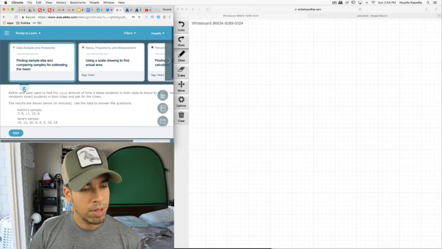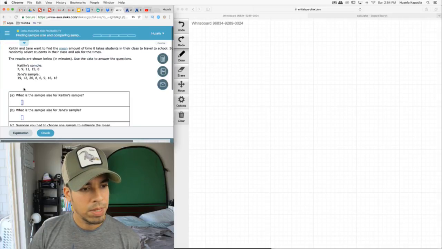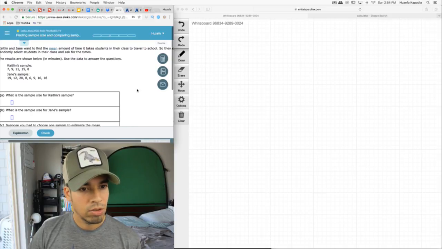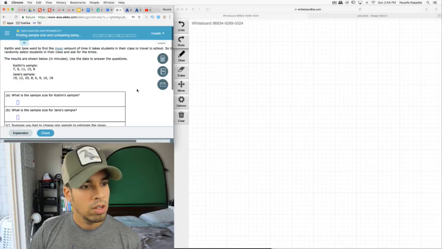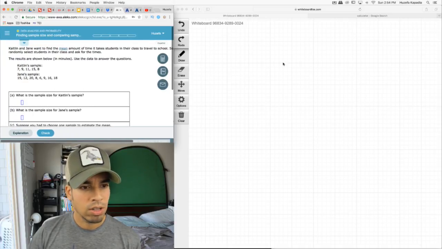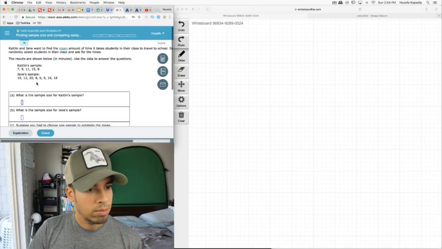Finding sample size and comparing samples for estimating the mean. Caitlin and Jane want to find the mean amount of time it takes students in their class to travel to school. So they each randomly select students in their class and ask for the times. The results are shown below. Here's Caitlin's sample, here's Jane's sample.